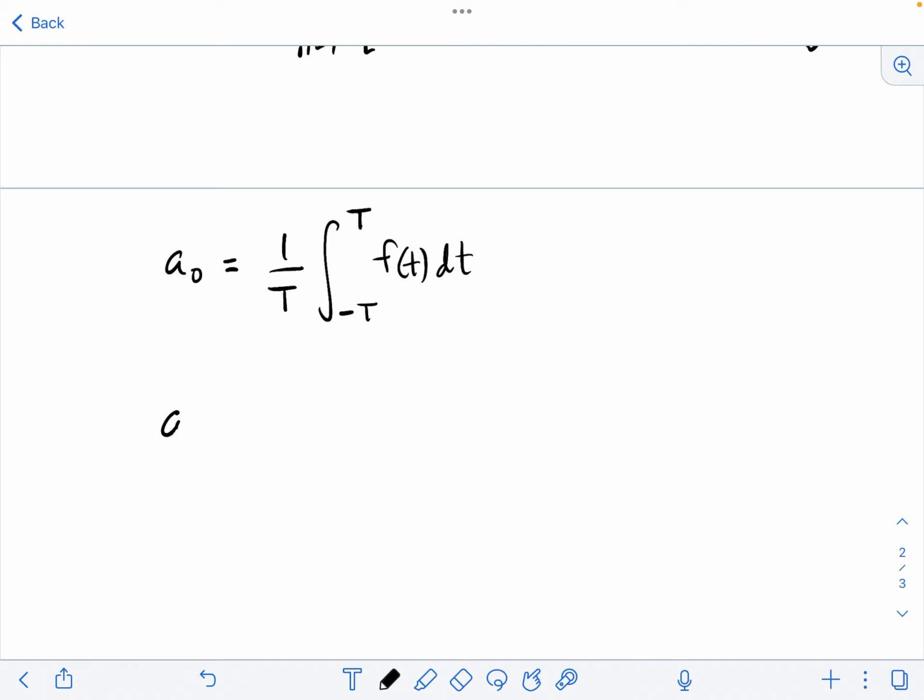The an coefficients in front of the cosine terms are equal to 1 over T, the integral from minus T to T, of f of t. So all of that's the same, except now we're going to multiply by cos n omega t, and then integrate over t.